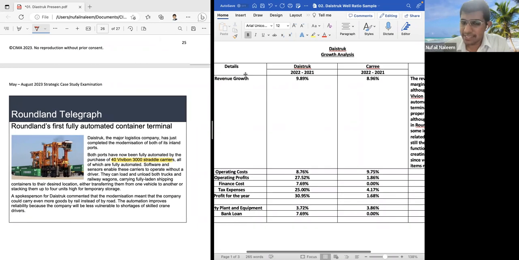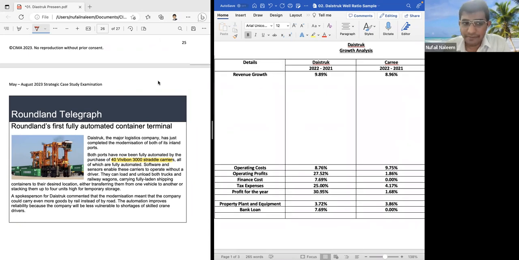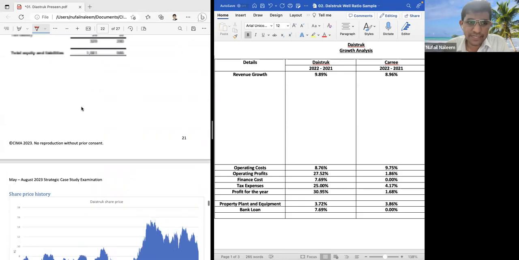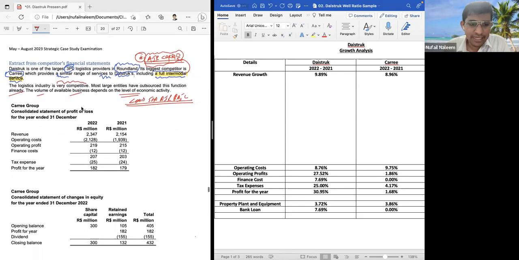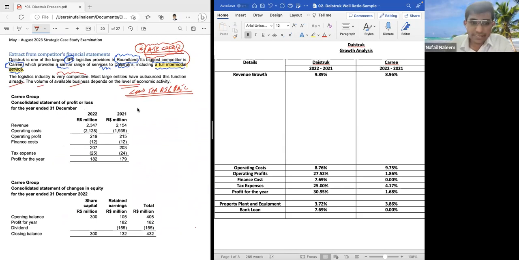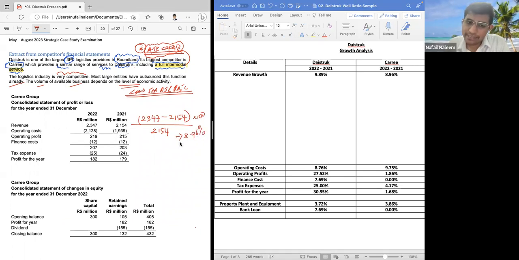This is not market share or revenue share, it's revenue growth. Revenue growth means, students, the difference between last year's revenue and this year's revenue. If you observe a basic explanation, 2,347 is the current year revenue, and 2,154 is the revenue of the previous year. You divide the difference by the previous year's amount, and then you get the growth. The growth in this particular situation is 8.96%.